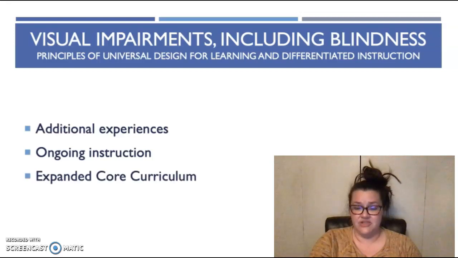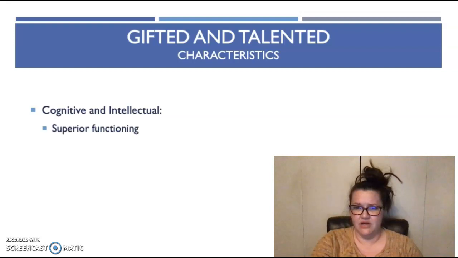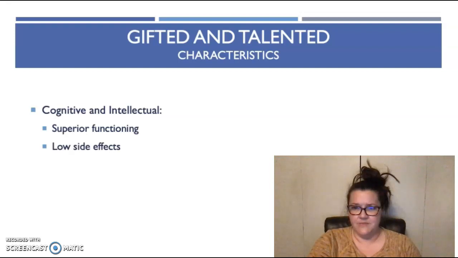Teachers should use expanded core curriculum to help teach, improve, and assist students. And finally, use specialized instruction such as reading and writing in Braille and using an abacus for math. For students who are gifted and talented, the cognitive and intellectual characteristics are having superior functioning related to memory, concentration, abstraction, generalization, and reasoning. They experience low levels of anxiety and depression.